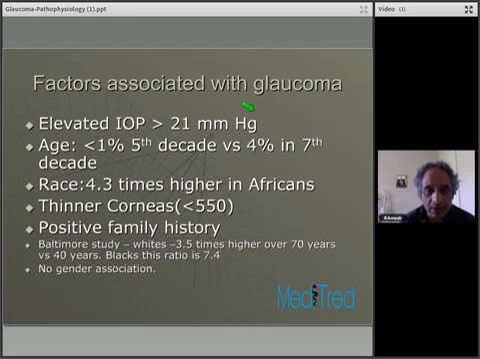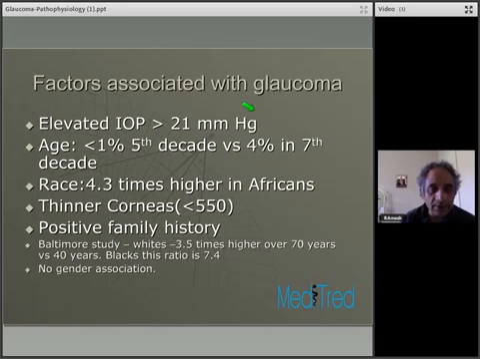Factors associated with glaucoma include elevated intraocular pressure, greater than 21 millimeters of mercury, which is one of the main risk factors that we talked about. Age: below the age of 50, the incidence of glaucoma is less than 1%, but it increases to 4% of the population over the age of 70 years. As mentioned previously, African descent population have a 4.3 times higher likelihood of developing glaucoma compared to the white population.